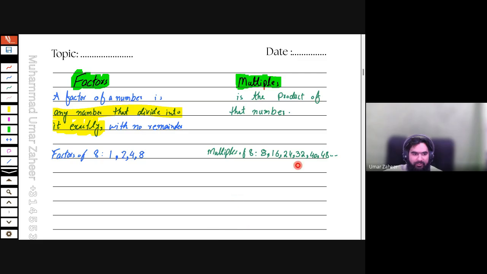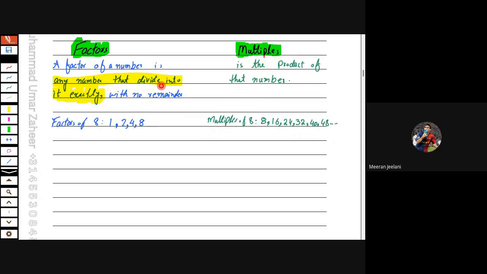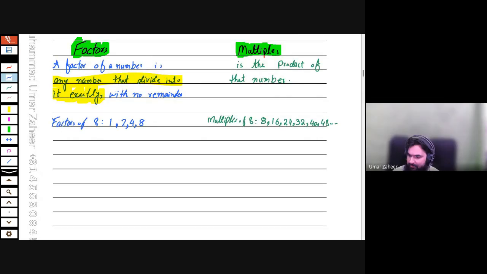Yes, everyone. Any question till here? No, sir. The difference between the factors and multiples is clear. Yes, sir. Okay.